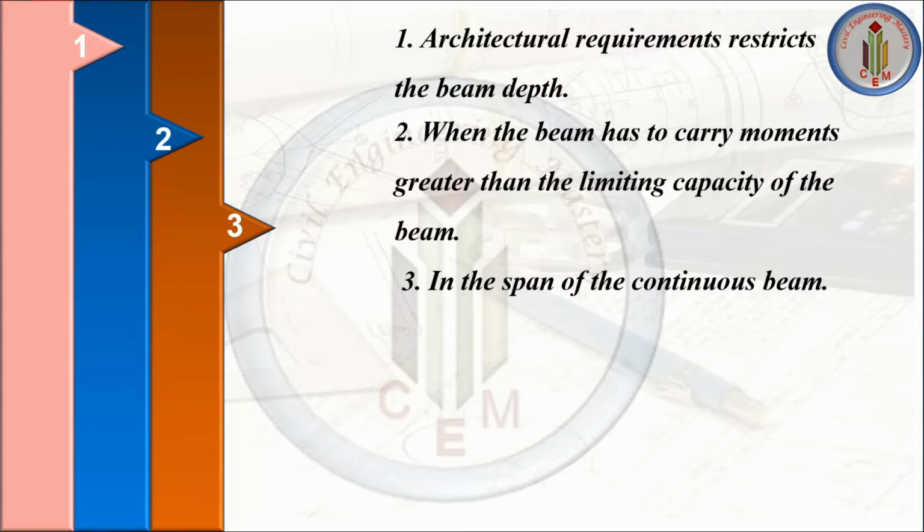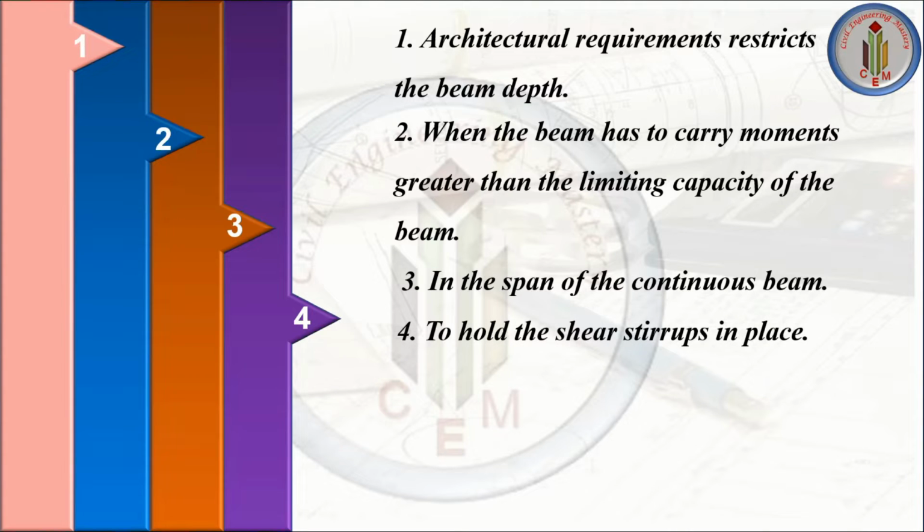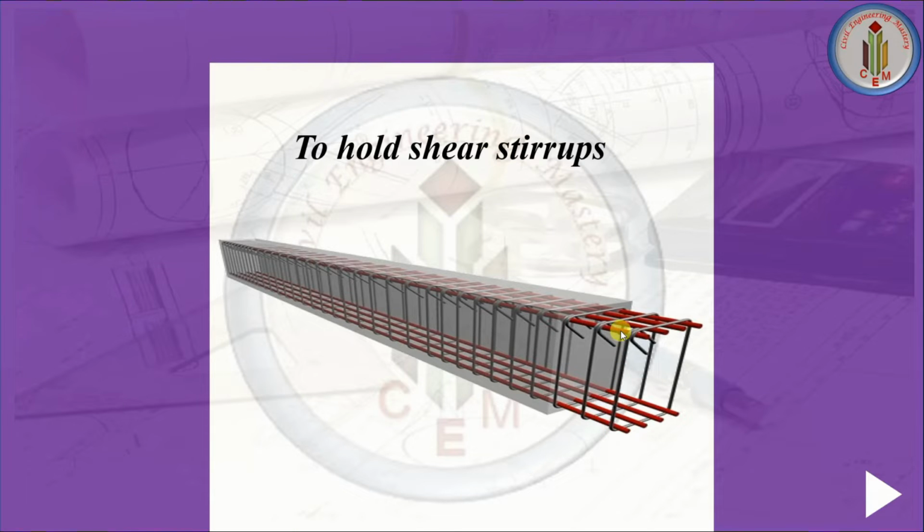Next one is in the span of a continuous beam, when the bending moment at a section changes its sign. In that case also we have to provide this kind of doubly reinforced beam. Next one is to hold the shear stirrups in place. Here top compression reinforcement is provided and bottom tension reinforcement is provided.